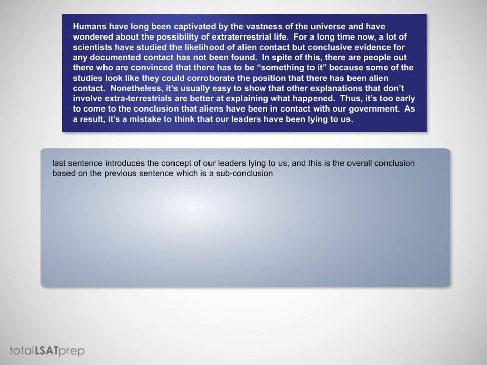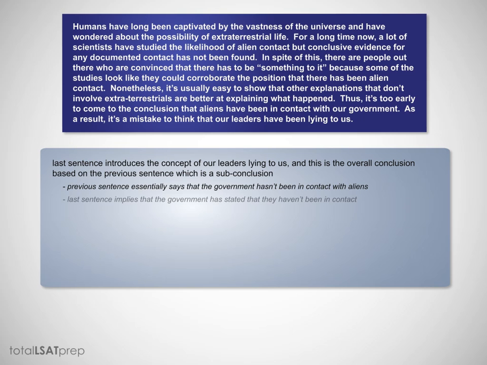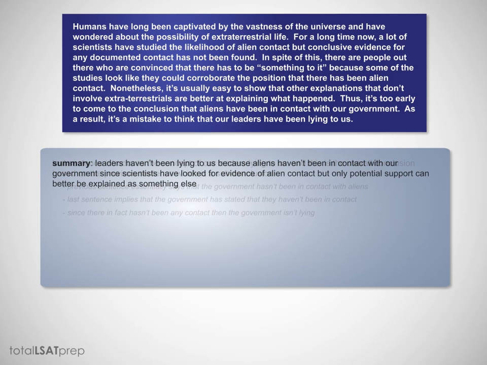And the last sentence introduces the concept of our leaders lying to us, and this is the overall conclusion based on the previous sentence, which is a sub-conclusion. The previous sentence essentially says that the government hasn't been in contact with aliens, and the last sentence implies that the government has stated that they haven't been in contact, and since there in fact hasn't been any contact, then the government isn't lying.